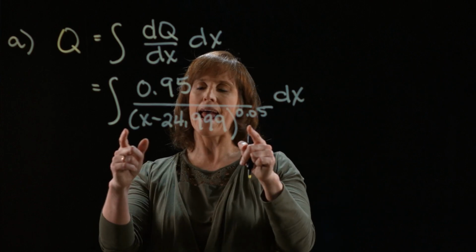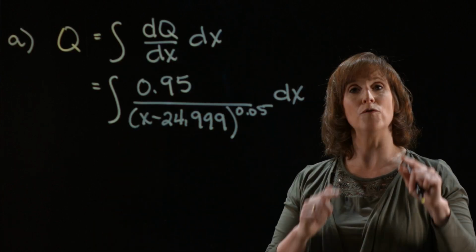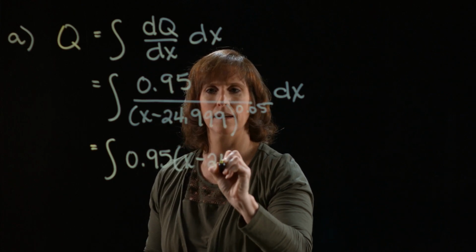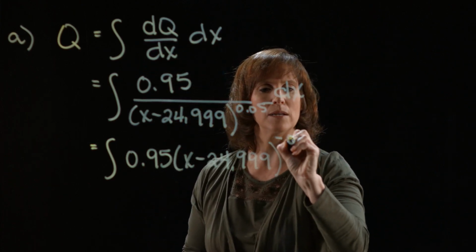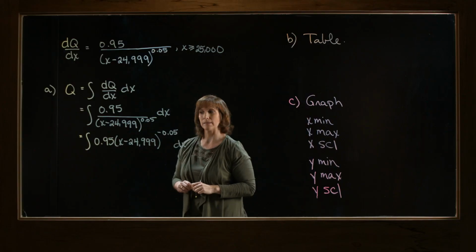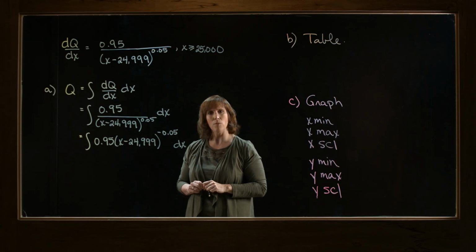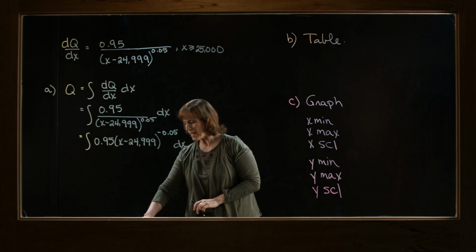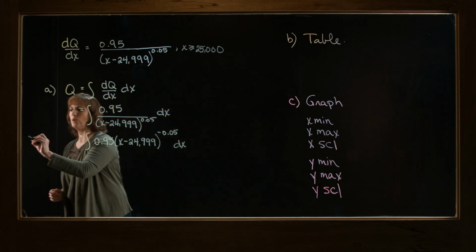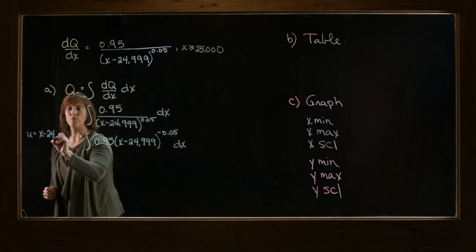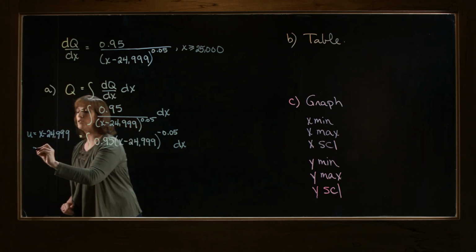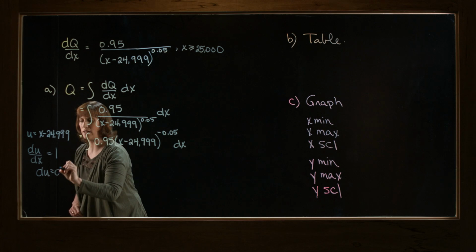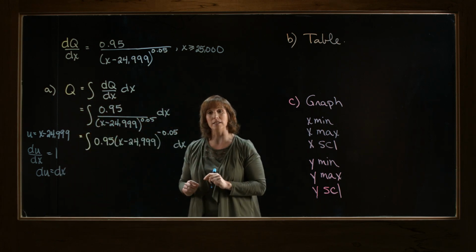This is fairly complicated, and I have x's in my denominator. So the first thing I'm going to do is move it up to the numerator and write this as 0.95 times my quantity (x minus 24,999) raised to the minus 0.05 power dx. And now I'm going to need a little substitution to help me with this. As always, the substitution I'm going to use will be the inside function. So u is going to equal x minus 24,999, which means that du/dx is just 1. And if you prefer, you can write this as du equals dx to show the relationship between du and dx.